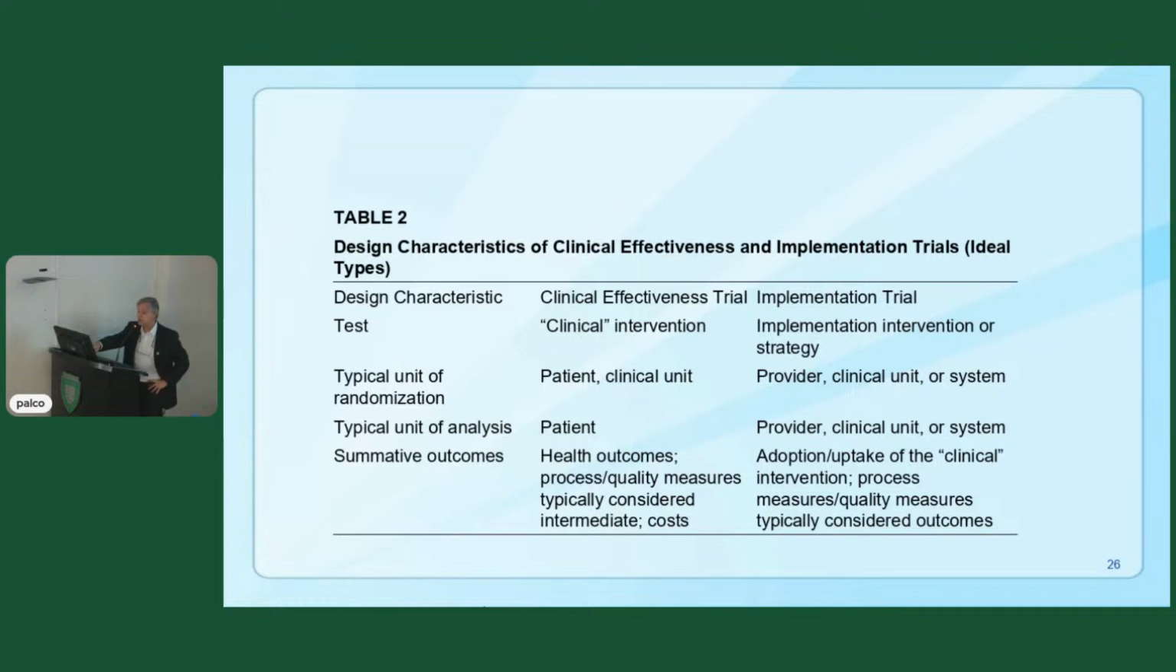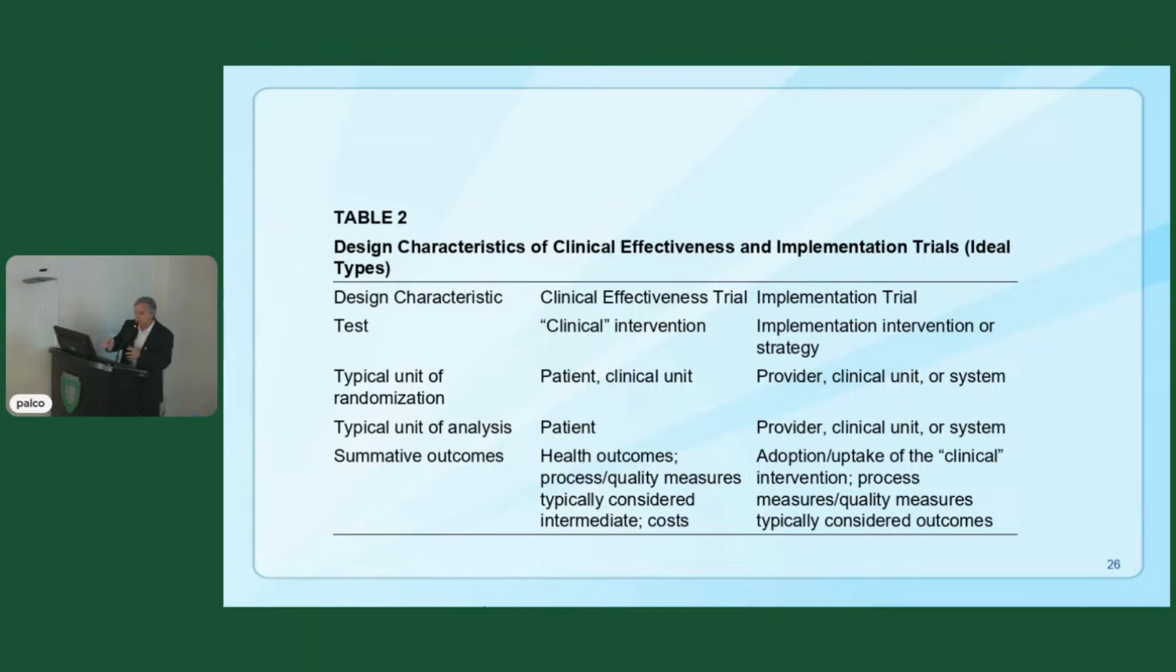Typical unit of randomization: patient or clinical unit, provider, clinical unit. This is to make a difference between the more traditional clinical trial versus the implementation trial. A typical unit of randomization in a traditional trial is patient or clinic, whereas in implementation it is going to be the clinic or provider or assistant. It's not the patient, it's not the doctor, it's not an individual. So an implementation trial is about units that are implemented, okay?